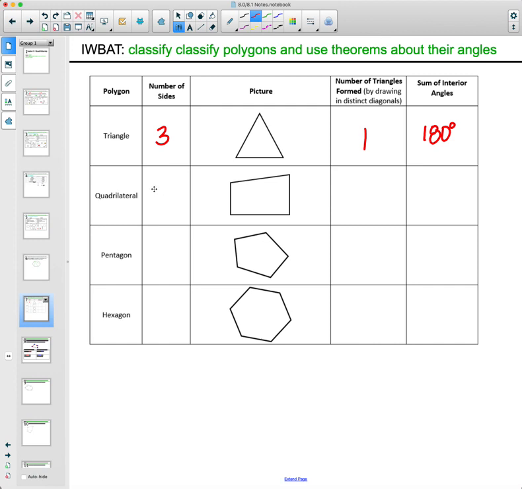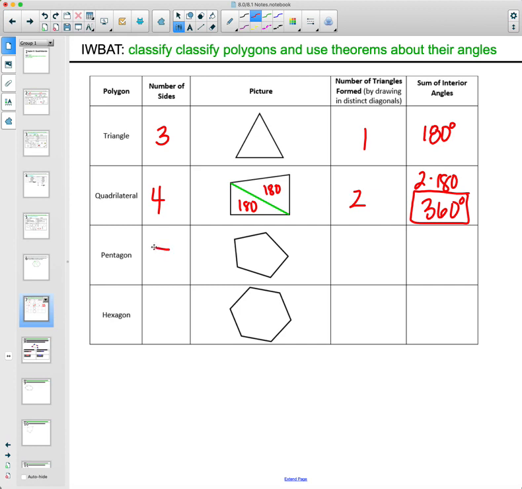A quadrilateral has 4 sides. Let's draw in the diagonal on a quadrilateral. How many diagonals can we draw from one vertex? Just one. And then notice that we get 2 triangles here. This triangle's sum is 180 and this triangle's sum is 180. So we have 2 triangles at 180 degrees each. So a quadrilateral, or a 4-sided figure, actually has an interior sum of 360.